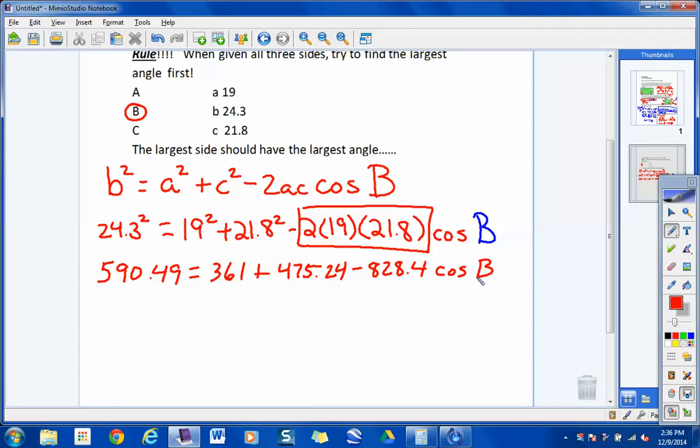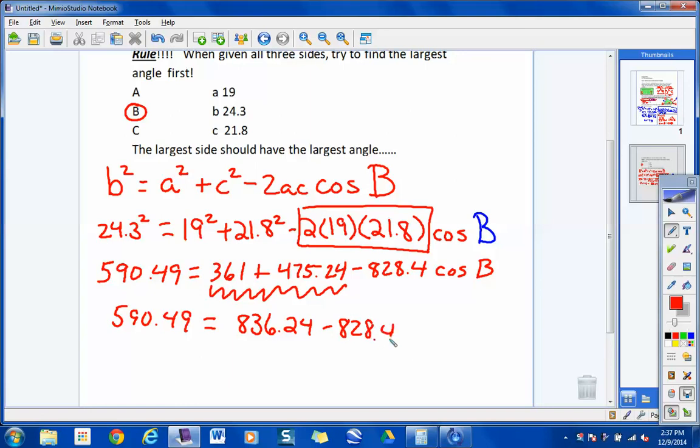All right, we've got some stuff to do here. Now, guys, I want you to be very careful on this right here. This part right here says 828.4 times the cosine of what here? B. All right, keep that in mind. The only thing I can really do right here is add that stuff up right there. Do not put these first three together, because the cosine of B is going to be some number. It's not just this value right here. So watch what happens here. This becomes 590.49 equals, somebody add these two up here for me. 836.24 minus 828.4 times the cosine of B, right?